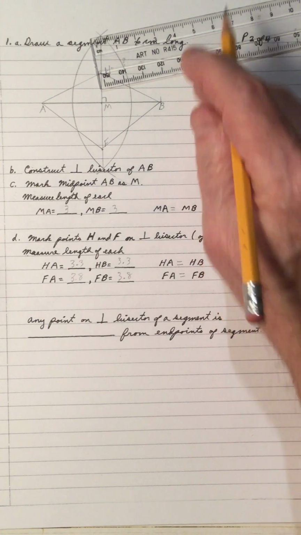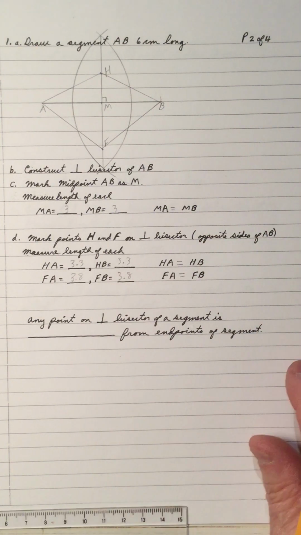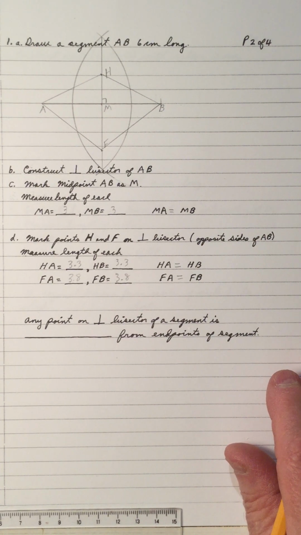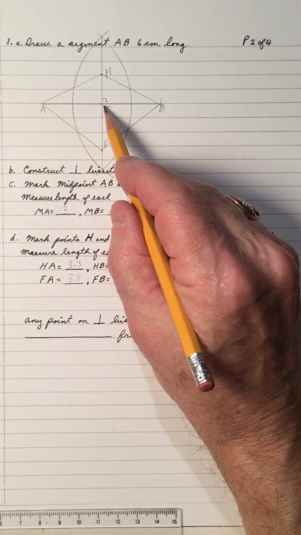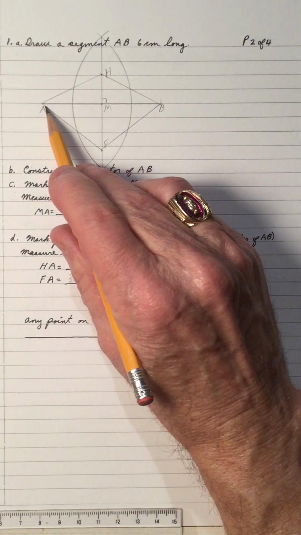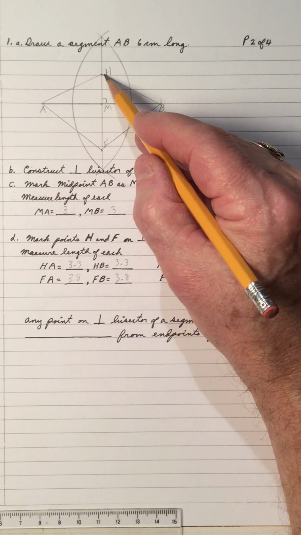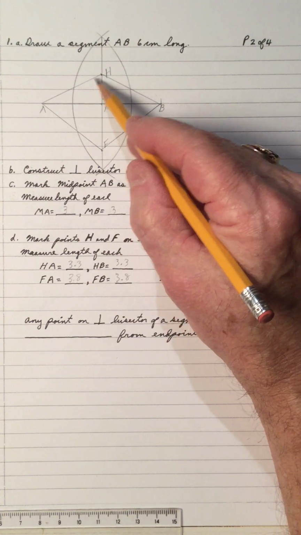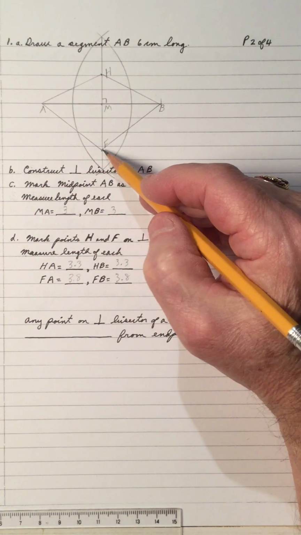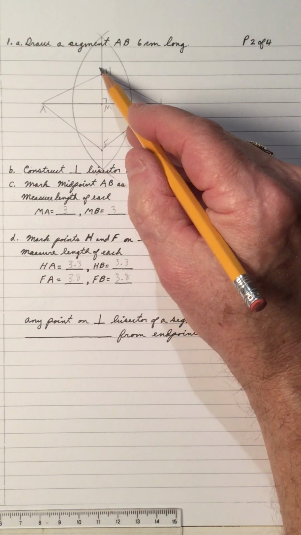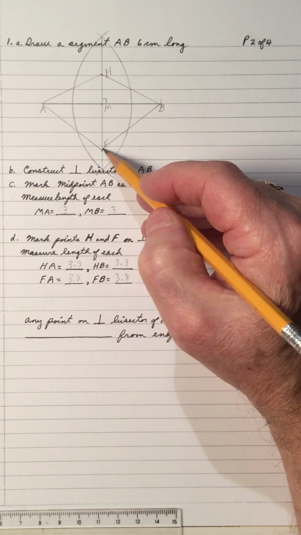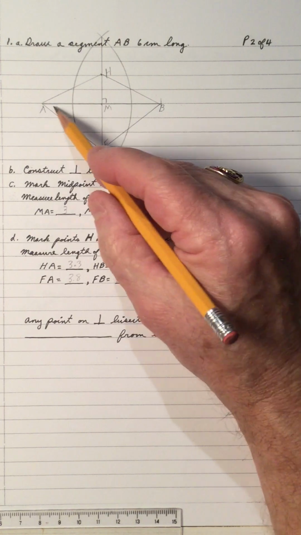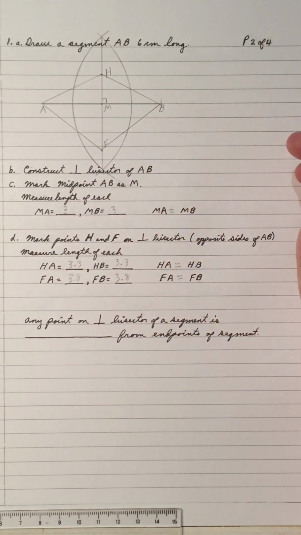So notice that M is the midpoint, so M is an equal distance from A and B. H is on the perpendicular bisector, so HA is equal to HB. F is on the perpendicular bisector, so FA is equal to FB. So what does it mean?